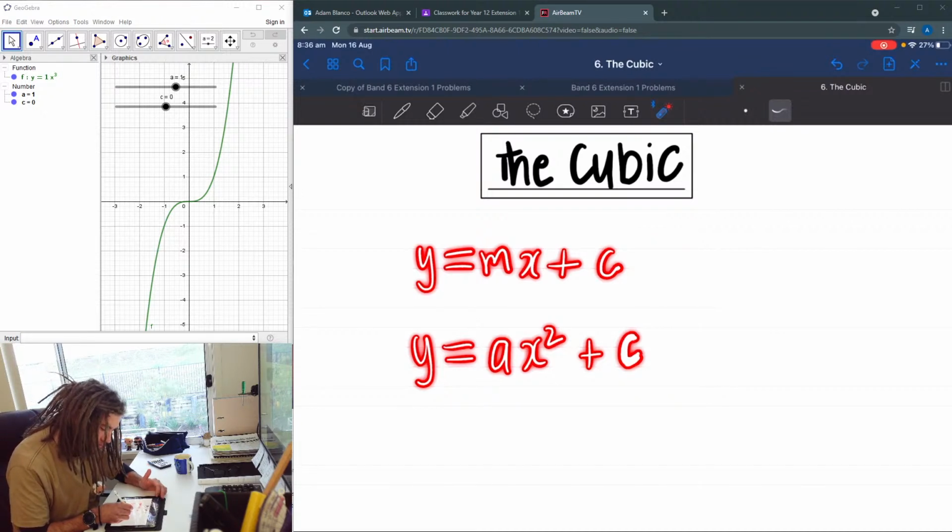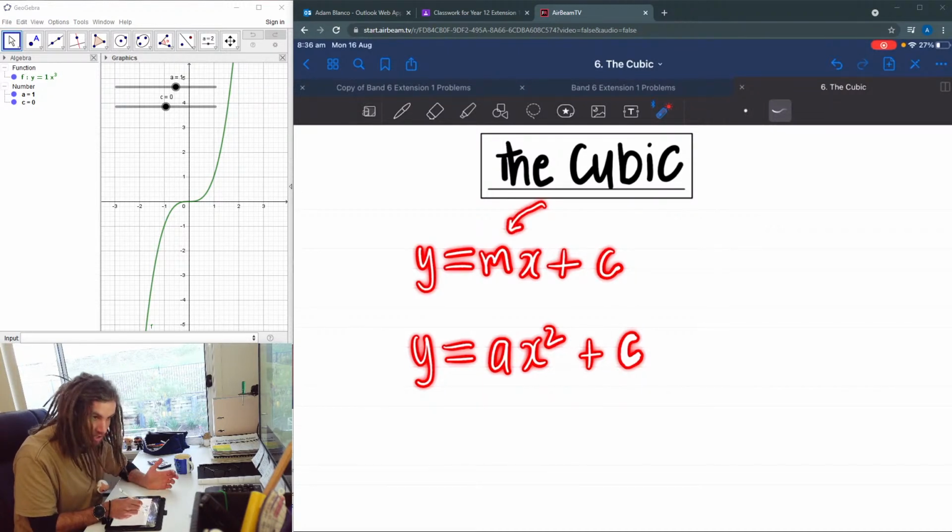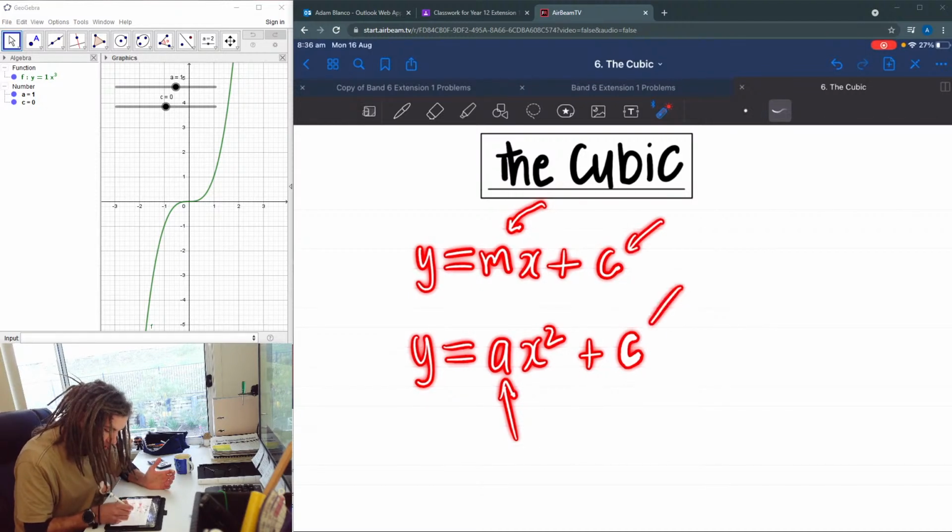The way that we transform them may change. So let me just, in other words, have a look at this m. What does that do? That changes the gradient or the steepness. Same thing with this a, it changed the gradient or the steepness. This c on the end, all that did was change how high or how low it is. It's no different, and depending on what the graph looks like, it's actually exactly the same.